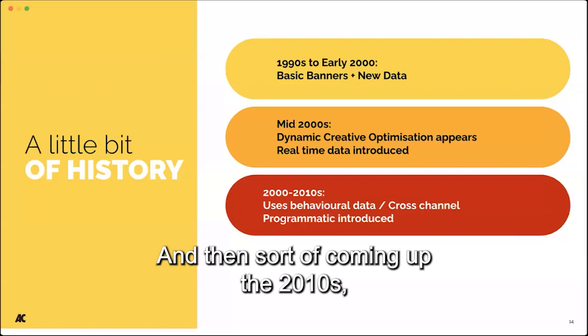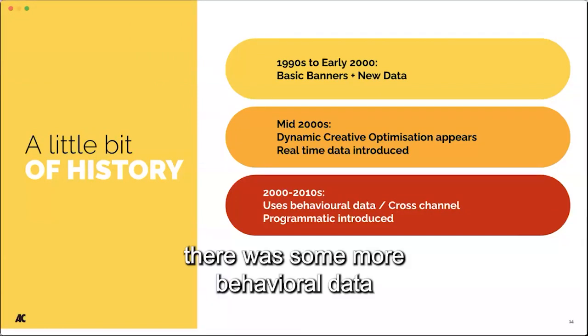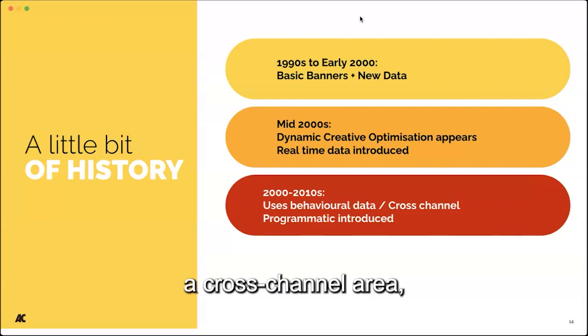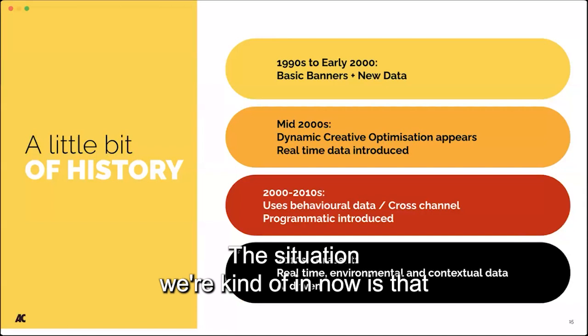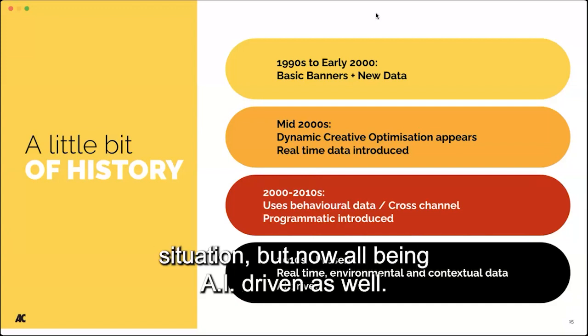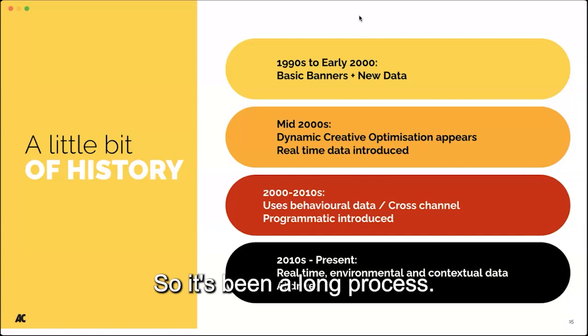And then coming up to the 2010s, there was more behavioral data, what people were doing online, but also using this in the cross-channel area. And then programmatic came in as well. The situation we're in now is a real-time environmental and contextual data situation, but now all being AI driven as well. So it's been a long process.